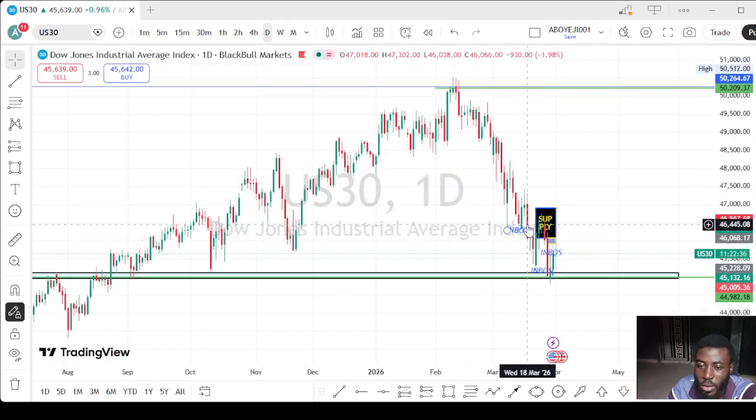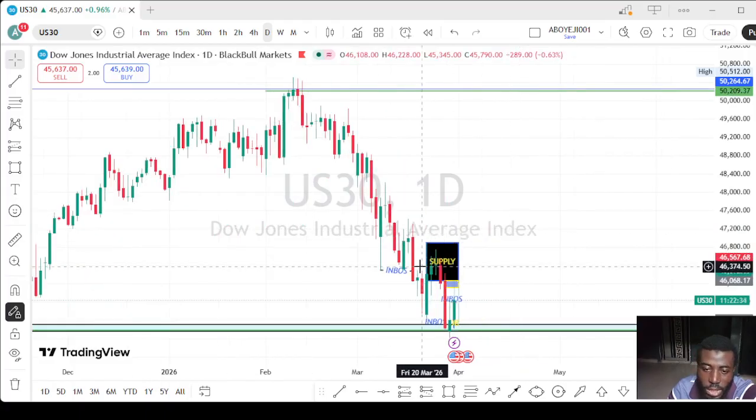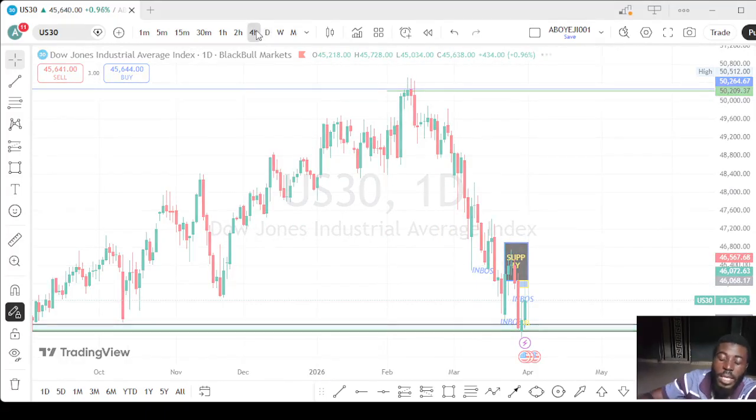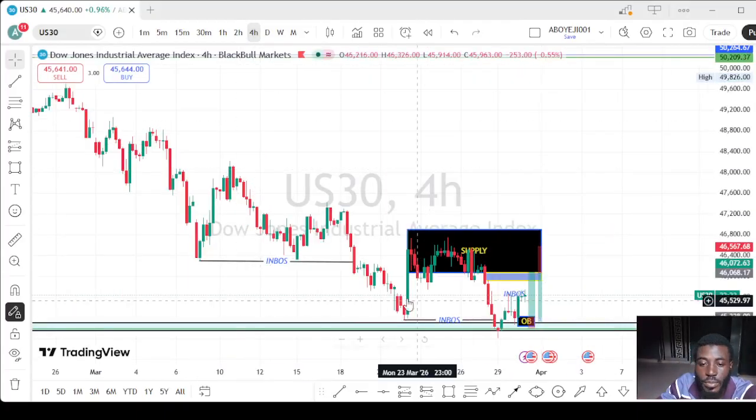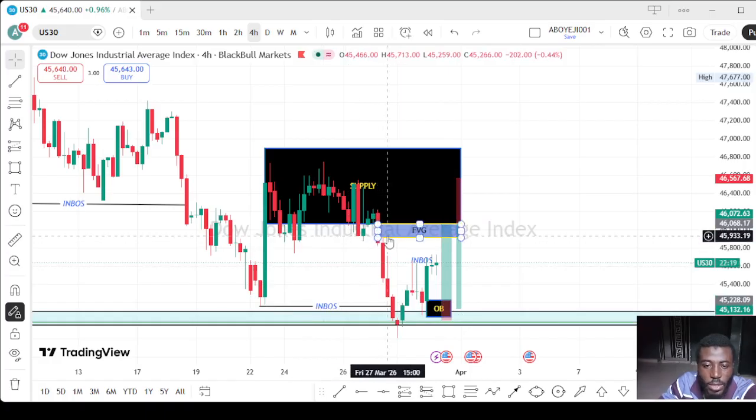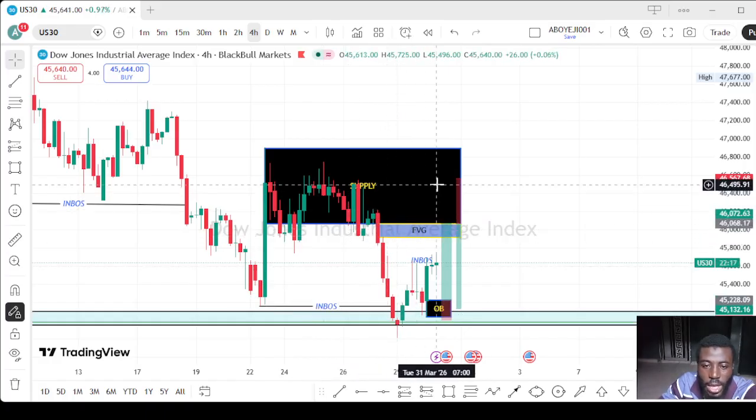This is the recent break of structure to downtrend. This is the previous break of structure. This is the last break of structure to downtrend. That's why our analysis on this is not too long. We are having a break of structure, and we are having FEG on 4 hours. This is the 4 hours FEG that we are having.